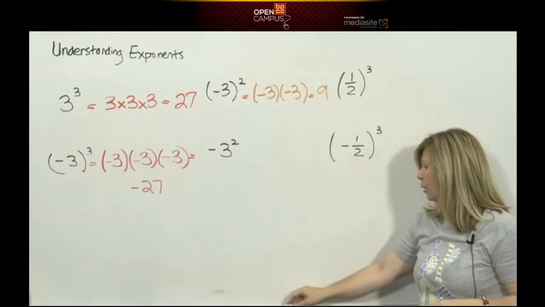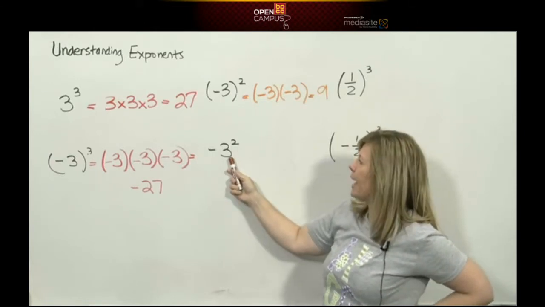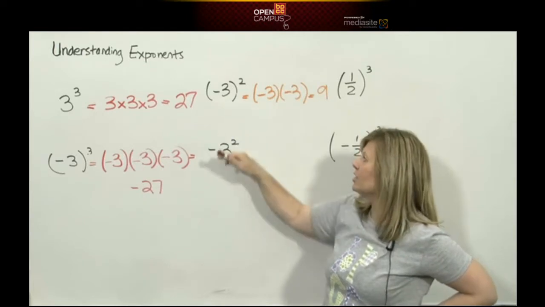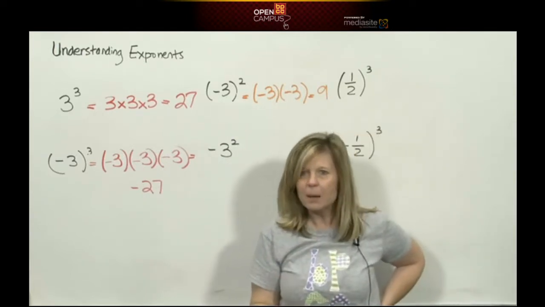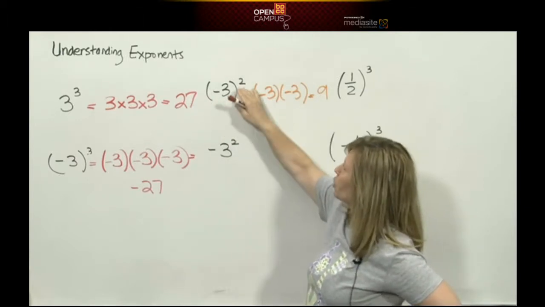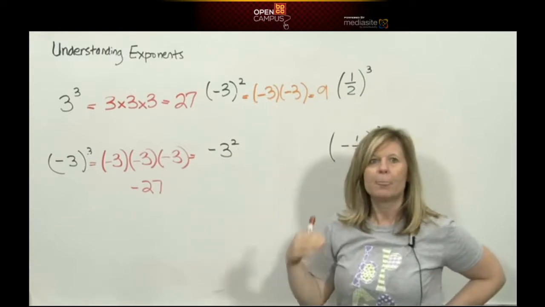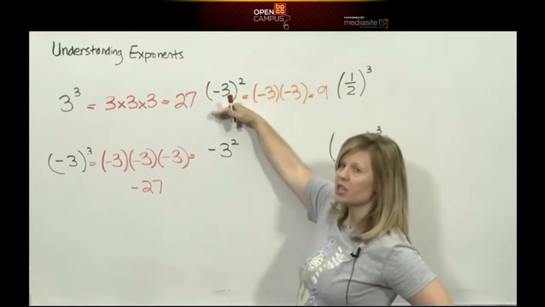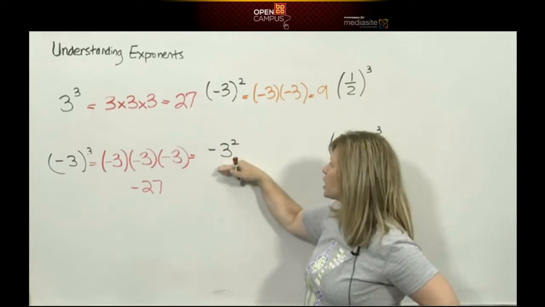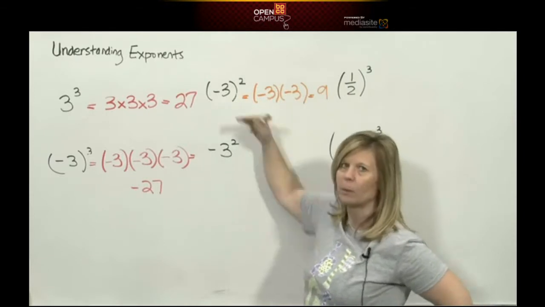Okay? Now, put a star next to this expression, because a lot of people in algebra get these two expressions mixed up. They look the same, they are read the same, but they're not the same. I read this negative 3 squared. I read this expression negative 3 squared. The major difference is this expression has parentheses, this expression does not. If this expression does not have parentheses, it does not mean the same thing as this one.